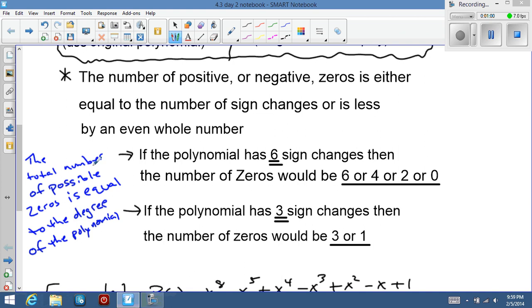What I mean by that is if the polynomial has 6 sign changes, then the number of zeros would be 6, 4, 2, or 0. So it can decrease by 2's all the way down to 0. If the polynomial has 3 sign changes, then the number of zeros would be 3 or 1, again decreasing by 2, but because it's an odd number, it only goes down to 1. Now don't forget, the total number of possible zeros is equal to the degree of the polynomial. So the maximum number of zeros for the polynomial in all is equal to the degree.